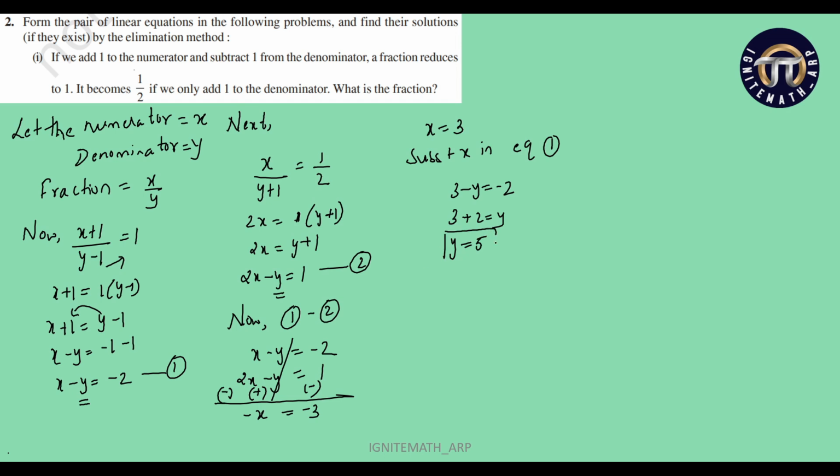So what is the numerator and what is the denominator, I have written. Therefore the required fraction is equal to x by y. What is x, children? Here I have the value of x. So 3 by 5 is going to be the required fraction. Clear, children? Any doubt over here? Okay, so this is how you have to solve the word problem.